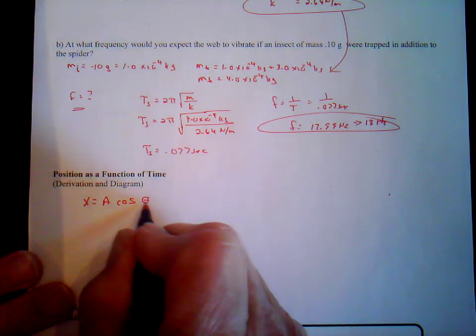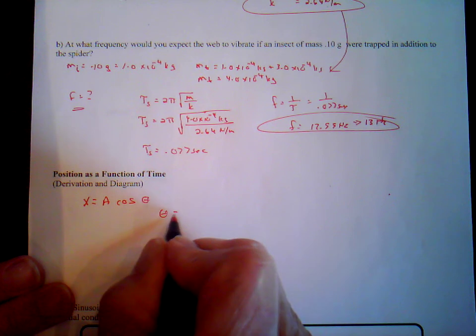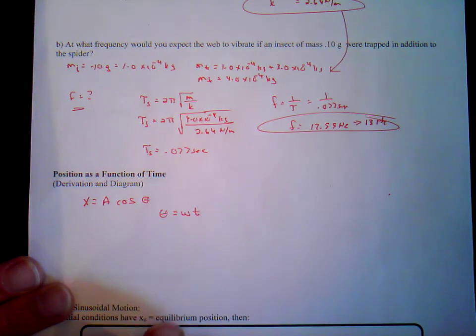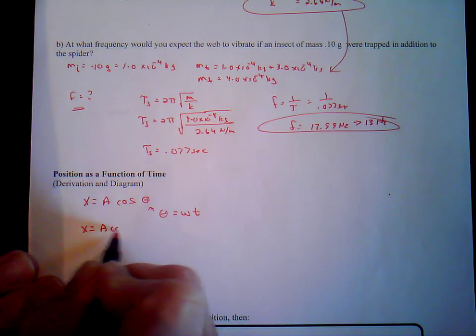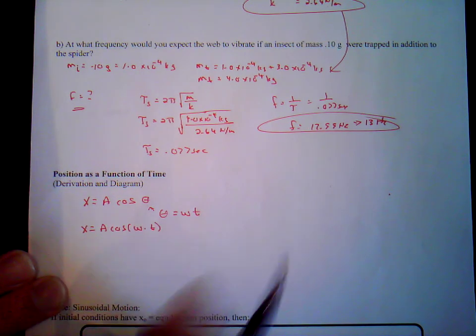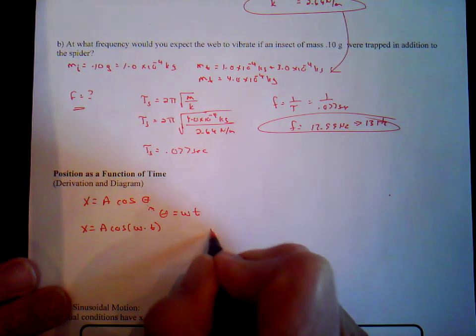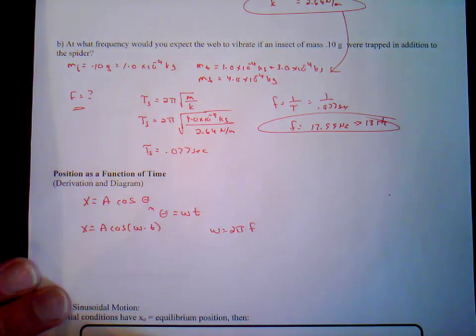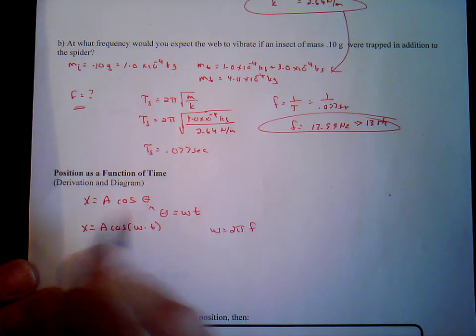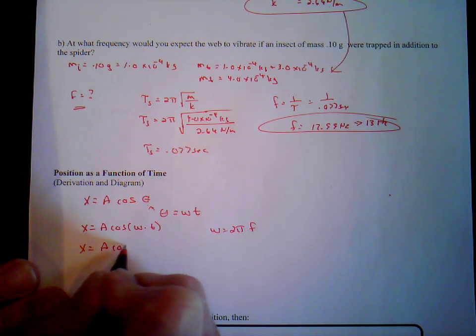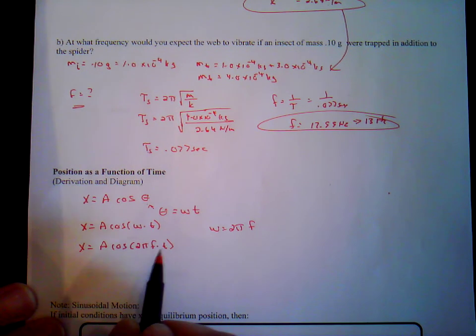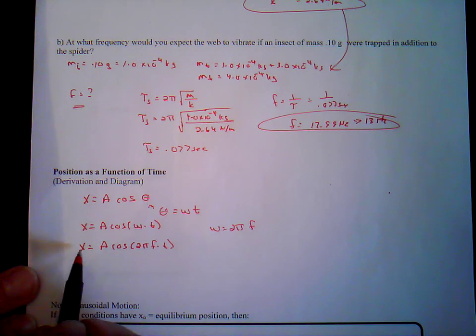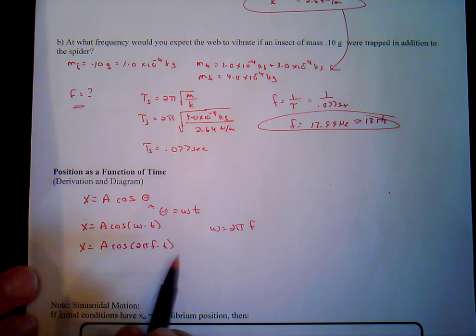Now, theta, angular distance, is also equal to the angular velocity times time. So for this equation, x is equal to A times the cosine of angular velocity times time. Of course, angular velocity, we've already seen, is 2 pi times the frequency. So for angular velocity, x is equal to A times cosine of 2 pi frequency times the time. So at any time period, we can determine where that object is located as it's moving in simple harmonic motion.